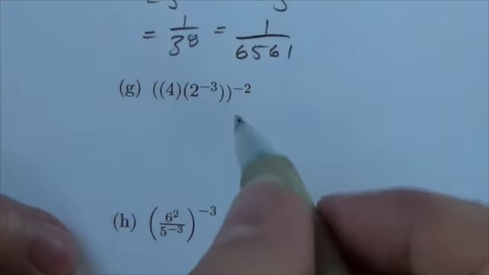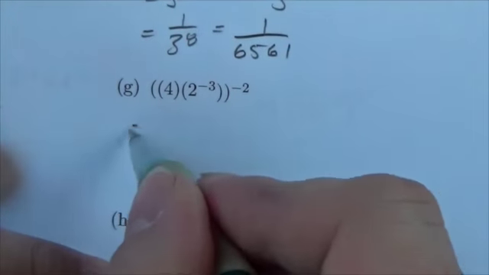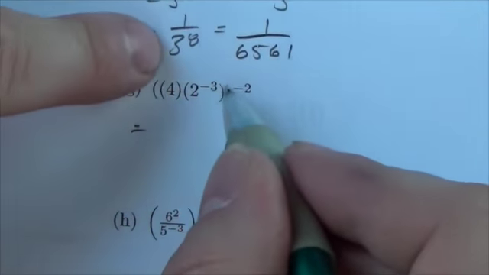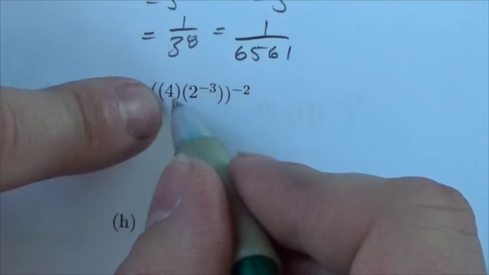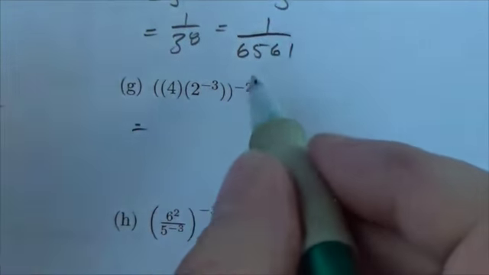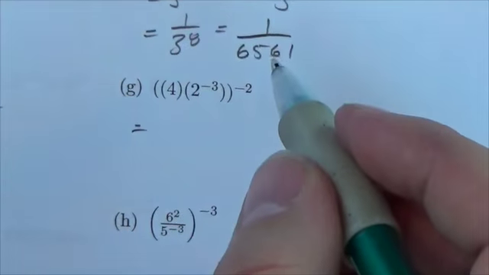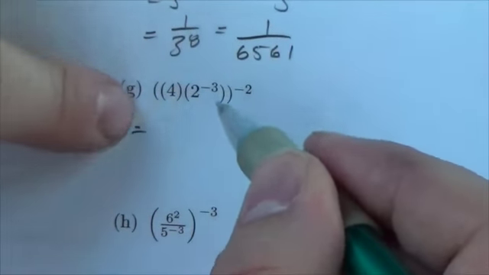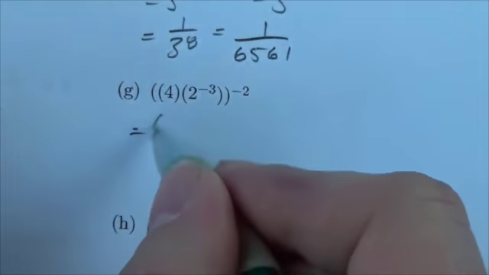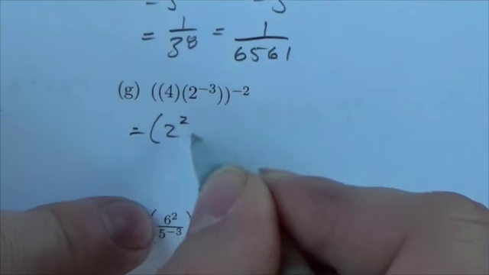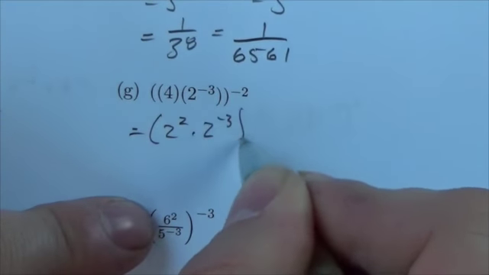G. Okay, here we go. This is a fun one. Okay, now I've got this outer set of brackets, and then I've got a 4 times 2 to the negative 3 inside here. To do honor to the order of operations, I really should deal with what's inside here first. So this is going to be 2 squared times 2 to the negative 3, to the negative 2.